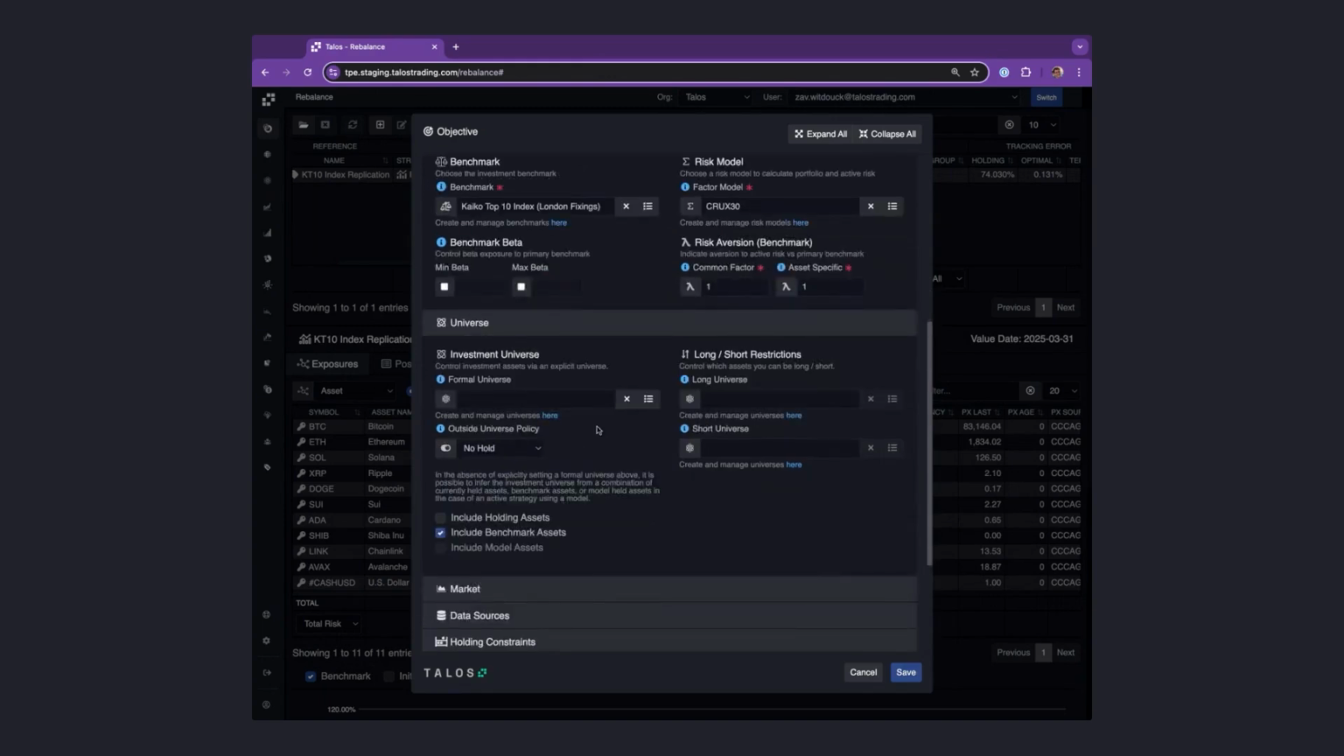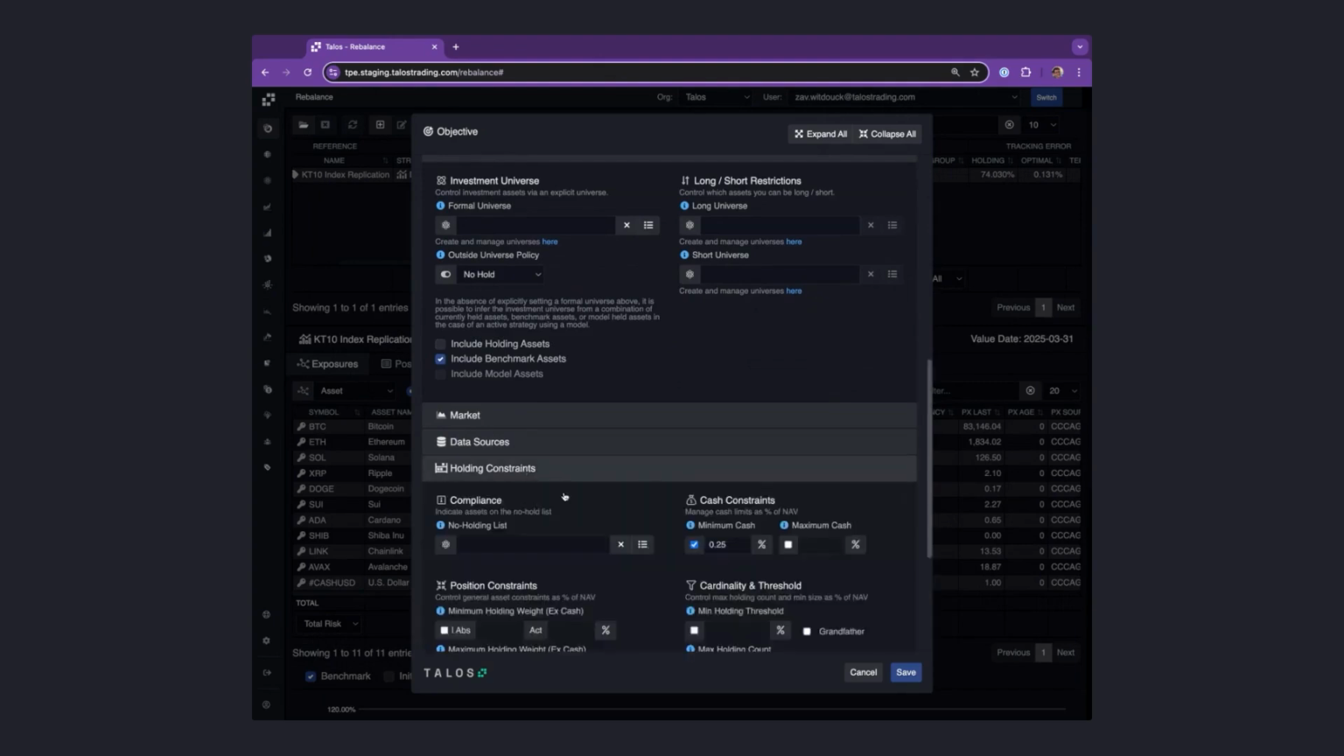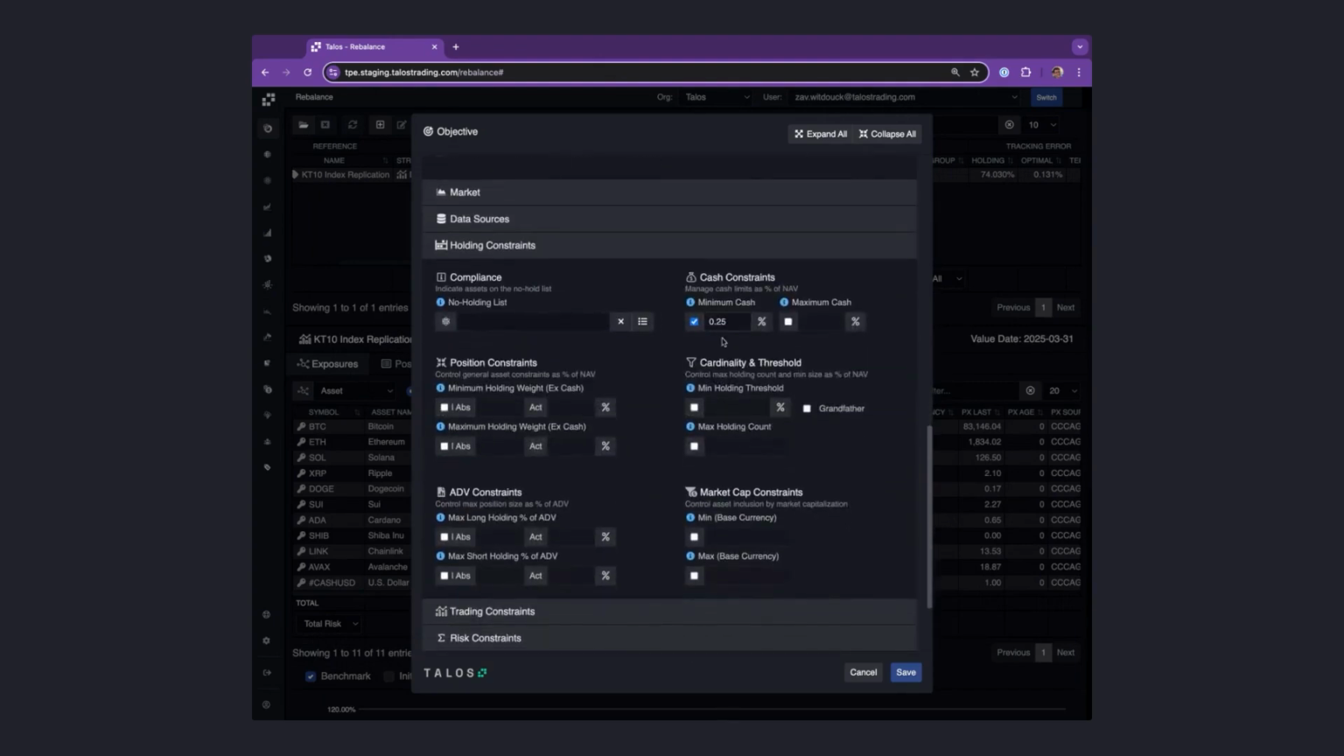When it comes to the investable universe, you have precise control over what assets you're allowed to hold in the portfolio. But this one's pretty simple. All we've done is said, okay, we can include any assets that are in the benchmark as being part of the investment universe. So that's pretty straightforward. And then I think we've imposed one holding constraint to retain 25 basis points of cash in the portfolio. This 25 basis point buffer is there to cover fees of the strategy.